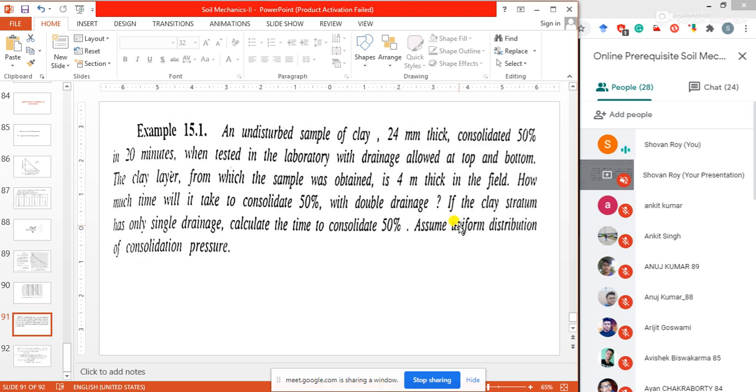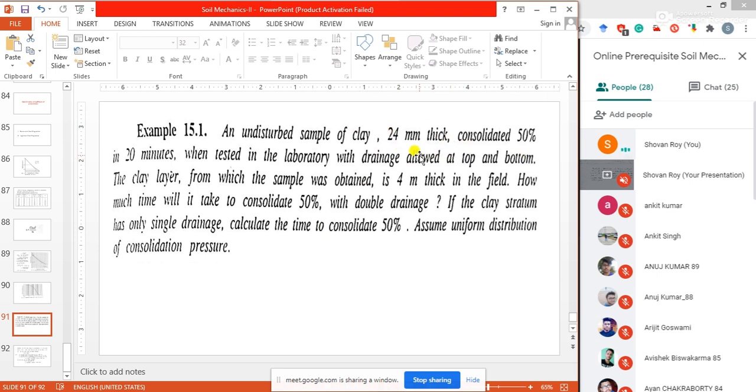How much time will it take to consolidate 50%? If in the field the layer is 4 meter thick, how much time will it take to consolidate 50% with double drainage? Because in our laboratory we allowed drainage from both sides, that is, double drainage was allowed in the lab.